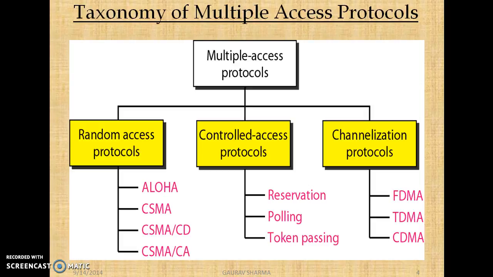Now we have shown the taxonomy of the multiple access protocols. Multiple access protocols are divided into three parts. One is random access protocols, another is controlled access protocols, and the third one is channelization.